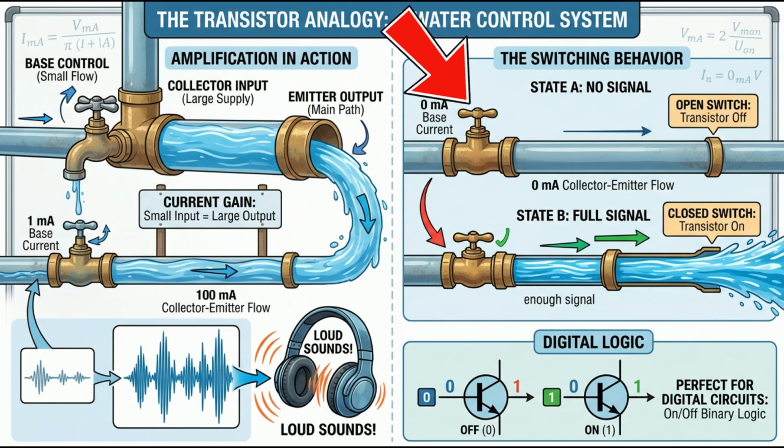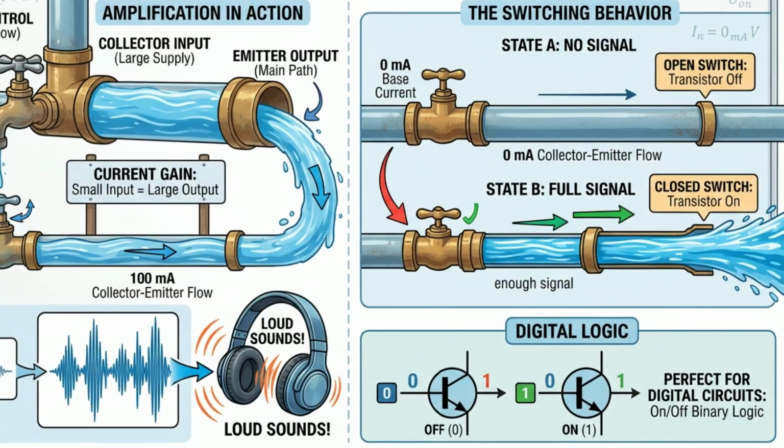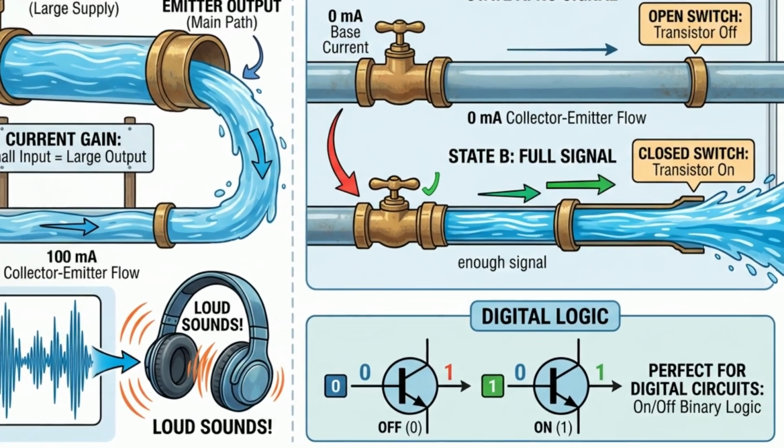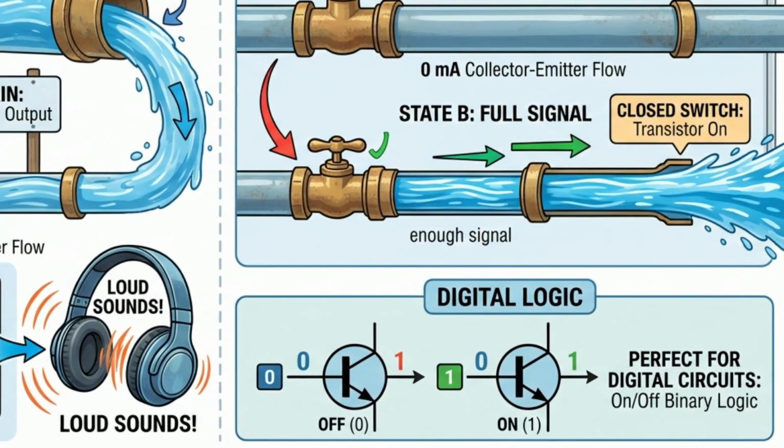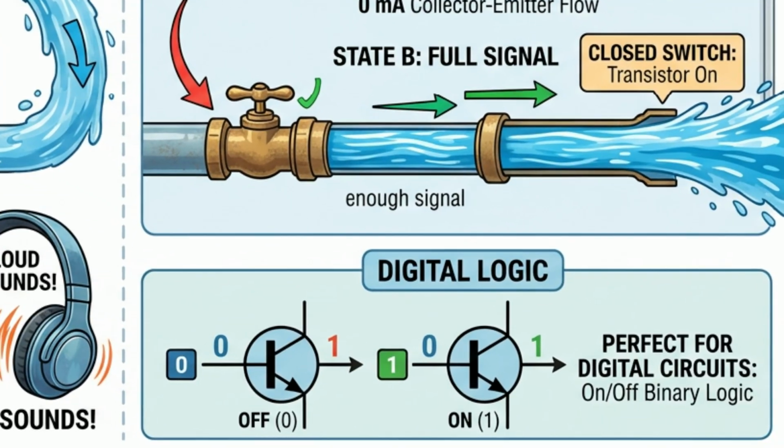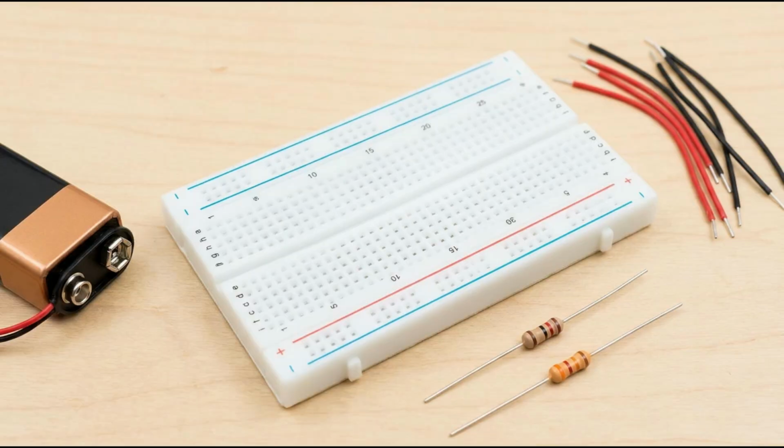When the base gets no signal, the transistor acts like an open switch, and almost no current flows. When the base gets enough signal, the transistor turns fully on, like a closed switch. This on-off behavior makes transistors perfect for digital circuits too.